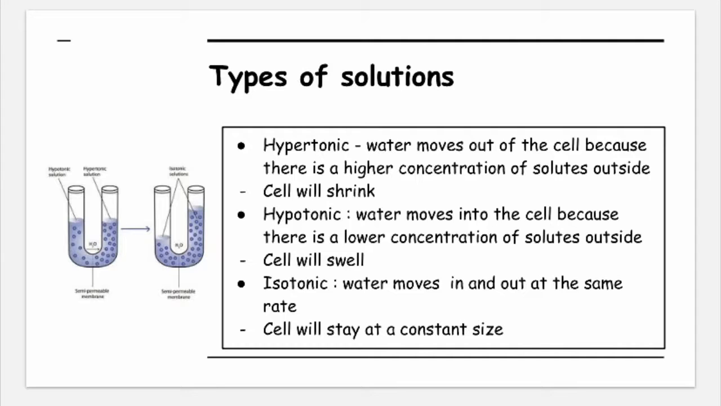The last type of solution is called an isotonic solution, and that's where water moves in and out at the same rate because the solute concentration inside the cell and outside the cell is at equilibrium.